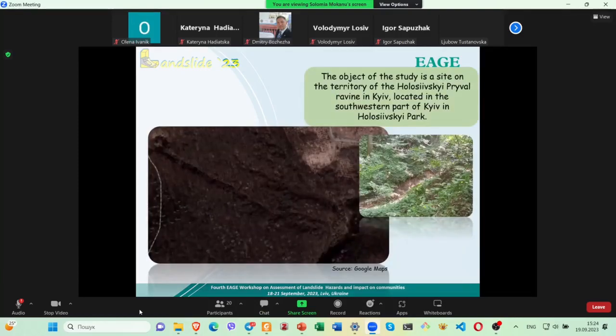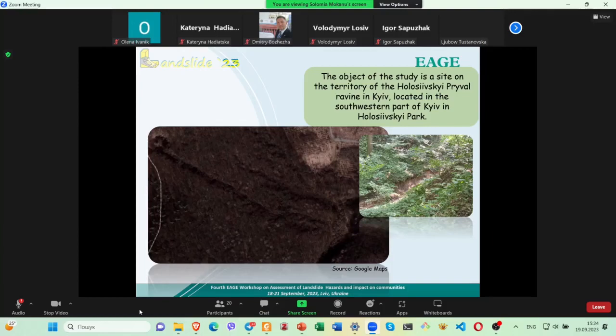The object of the study is the site of the territory of Holosiivskyi private ravine in Kyiv, located in the southwest part of Kyiv in Holosiivskyi Park. From the west to the east, the Kyiv ponds with two tributaries stretch, where the main channel of the ravine branches. The relief is divided by a small hydrographic network, ravines and gullies.